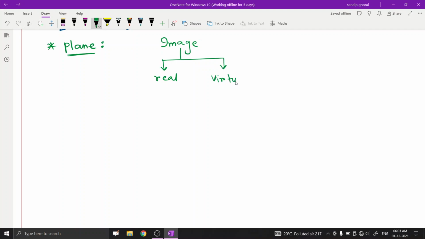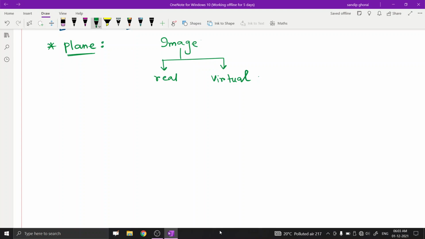Now the question is, what is the basic difference between real and virtual image? Simply, after reflection, when the reflected rays actually meet at a point, we get a real image. Or after reflection, when the reflected rays only appear to meet, we get a virtual image. Generally, a real image is inverted, and for a virtual image we get erect images.